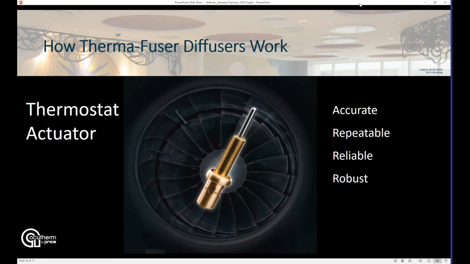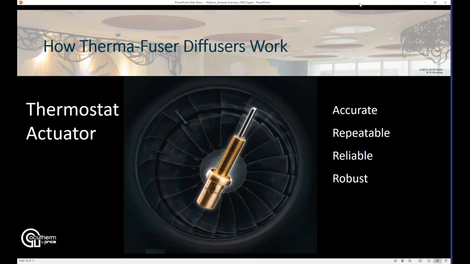Why use thermostat actuators? Well, they're thermally powered. That means they're the original energy harvesting device. No wires, no pneumatic tubing. They're being powered by the temperature of the air, both the room air and the supply air. We show this photo of the thermostat actuator in front of a jet engine because they're very commonly used in many industries today, including jet engines, large diesel trucks, Harley-Davidson motorcycles. In each of these cases, they're operating different valves based on temperature.